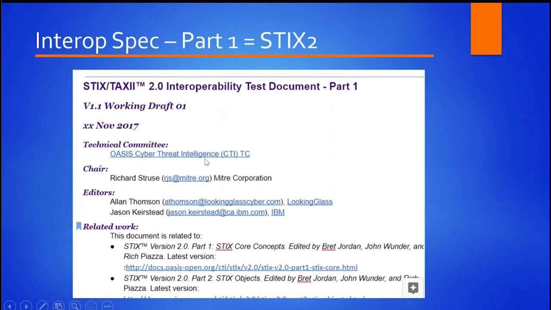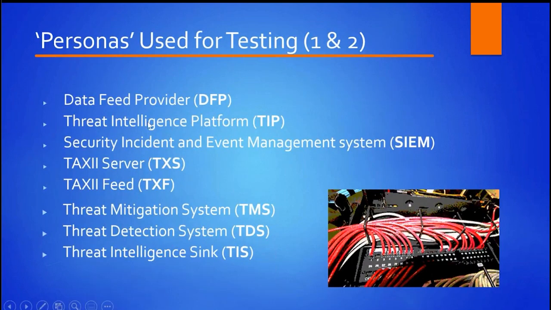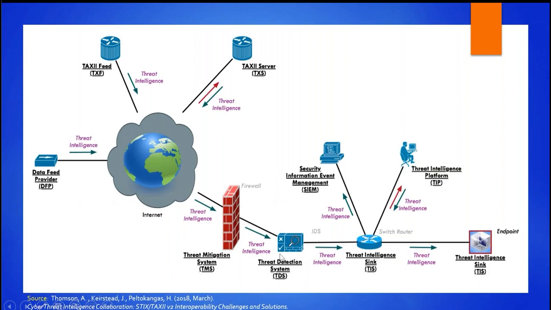We issued them as what we call committee notes. So they are official documents, but they're not committee specifications. It's a different form that they use in OASIS. And we have a part 1, which relates to interoperability for STIX, and a part 2, which relates to STIX and TAXII for those entities that are developing product in both areas. We've defined a whole series of personas: a data feed provider, a threat intelligence platform, a SIEM, a TAXII server, a TAXII feed, et cetera, et cetera. We have these acronyms for all of those, and then we define how they work among and between each other. This is a great resource. I've given the source here.